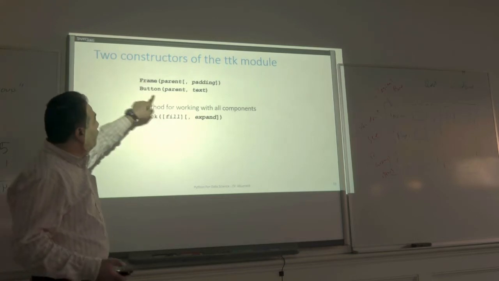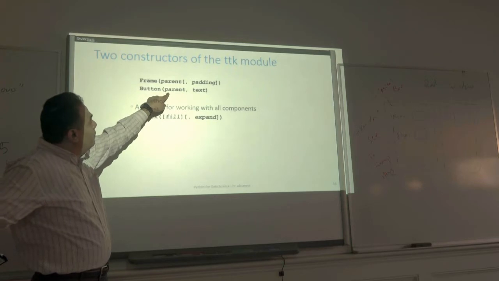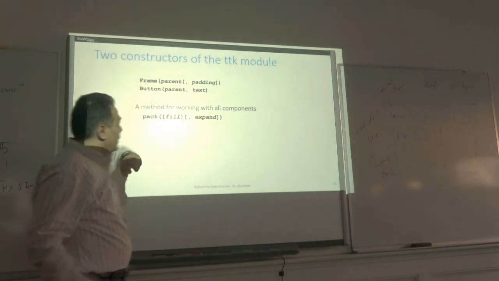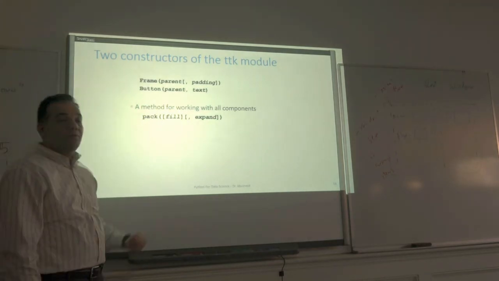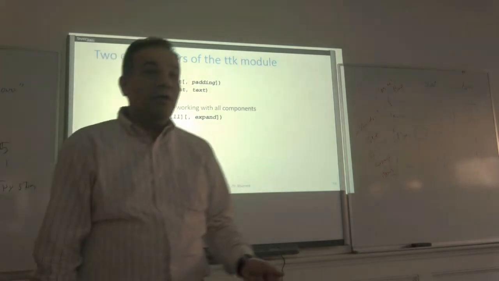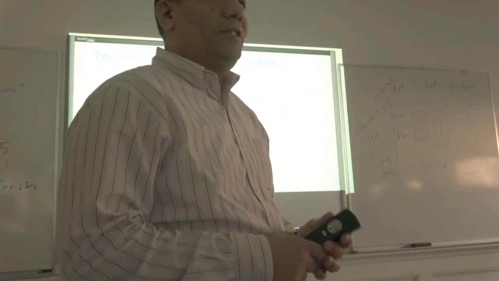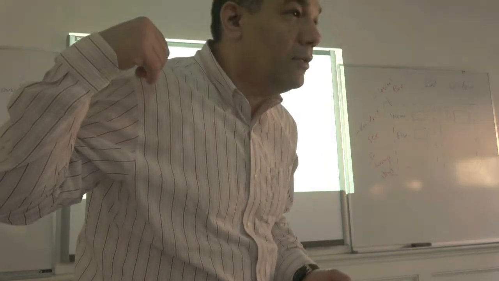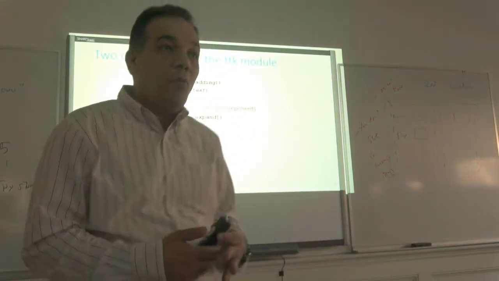and the parent. For example, when you're creating a button, you give the parent and the text. Frame, the parent, and the padding, if you need to have a padding, right? And then after that, you have to pack. What does pack mean? It will not appear in the window unless you have a pack. So pack is like what in databases? Commit. Okay? It's like commit. You have to pack it to the window, right?